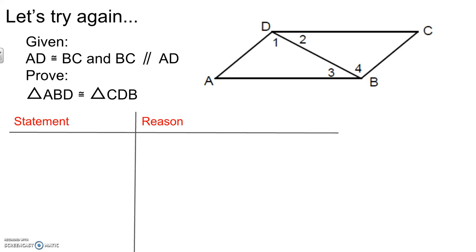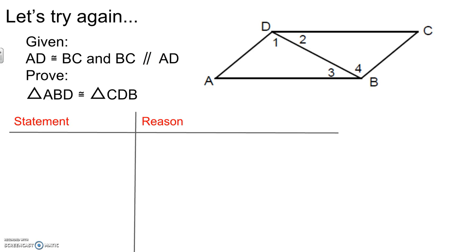So here we have our diagram in which we have a four-sided figure. It's broken up into two separate triangles. So given that AD is congruent to BC, and BC is parallel to AD, these sides here, we want to prove that triangle ABD is congruent to triangle CDB.